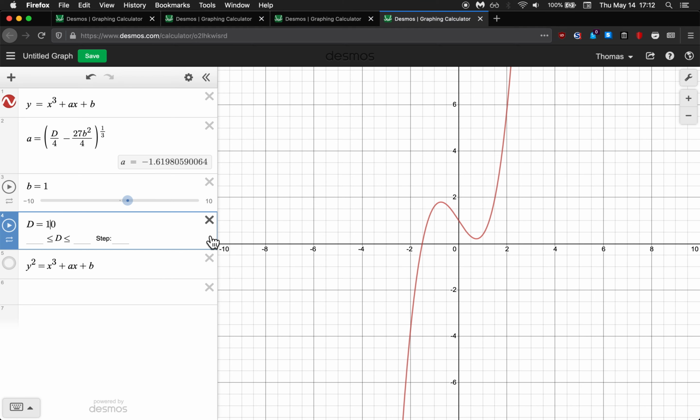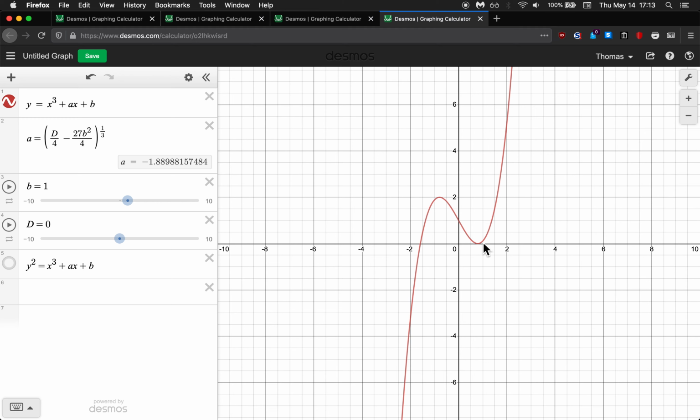What does it look like to have repeated roots for a cubic? Let's set D equal to 0. And right here at x equals, oh, I just had it there, 0.79, I think it is a double root. And I can tell that this is a double root because it touches the x-axis and then moves away from it again, just like the parabola y equals x squared.